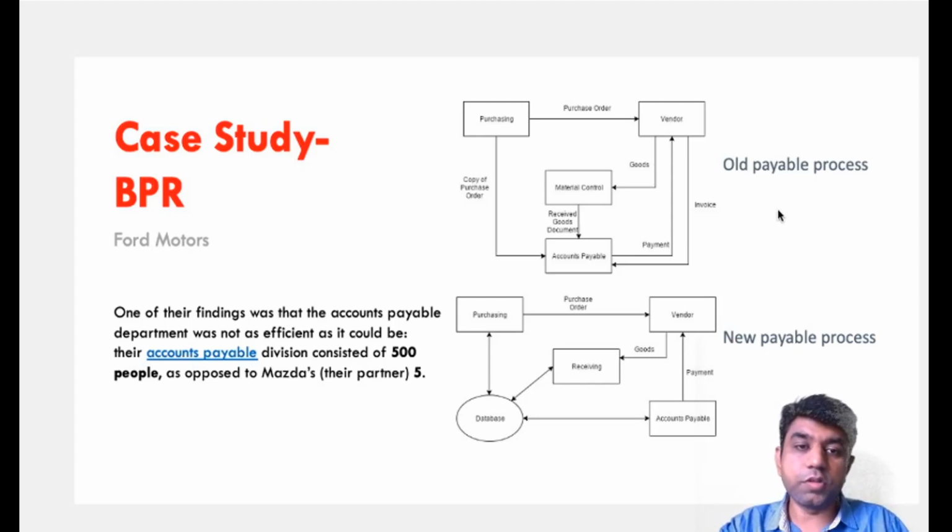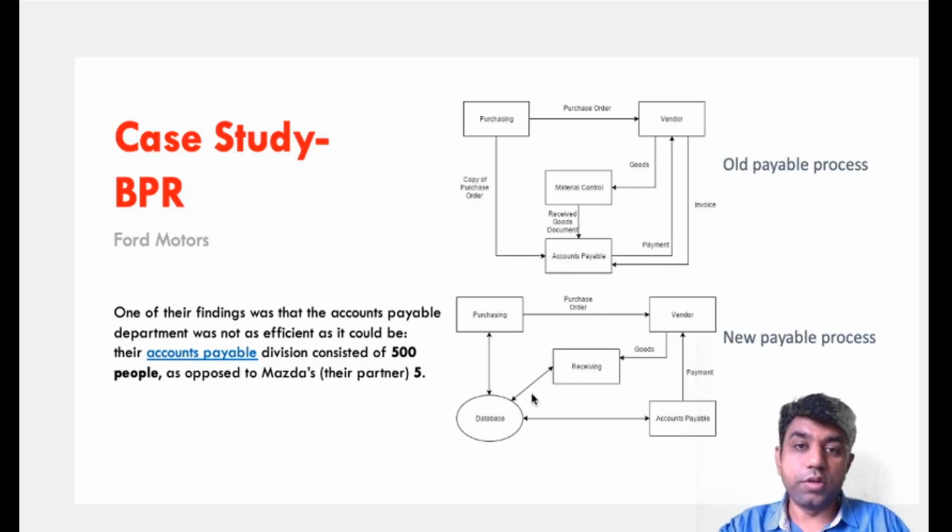Now, in the old process of Ford Motors, they identified that from the purchase department, from the material, from the vendors, they are getting a lot of input. Based on that, the work of the account department is very large, right? You can easily see that the accounts payable department is taking input from 3 different sources, these input arrows, and they are giving output to one particular person, right?